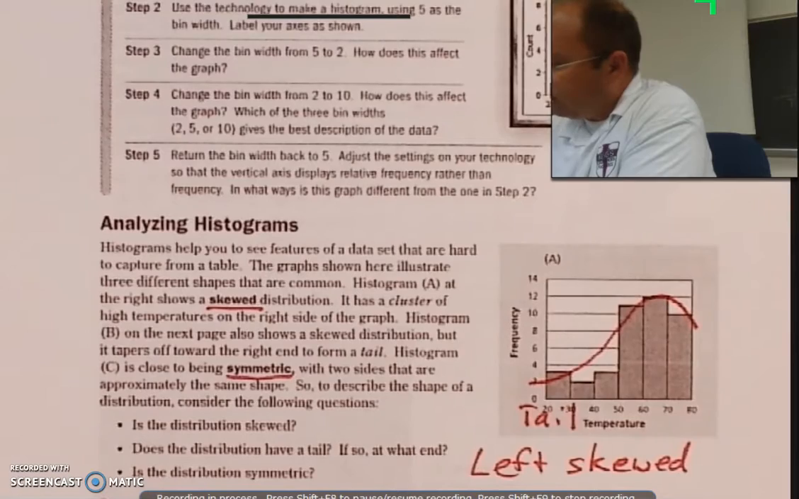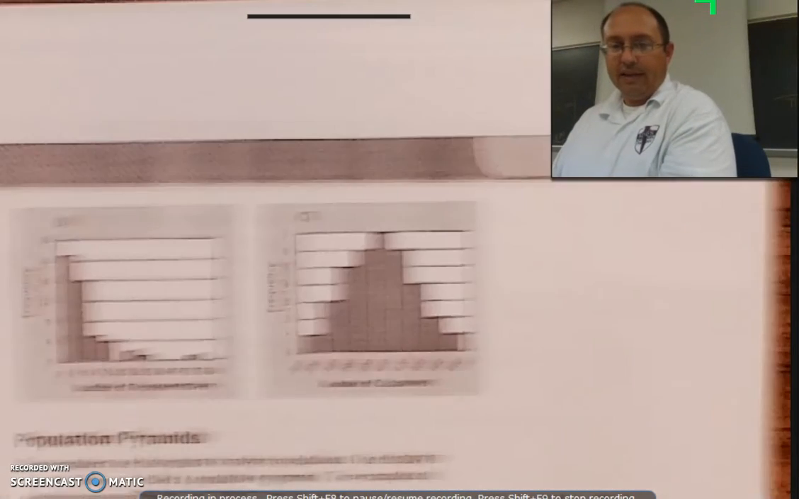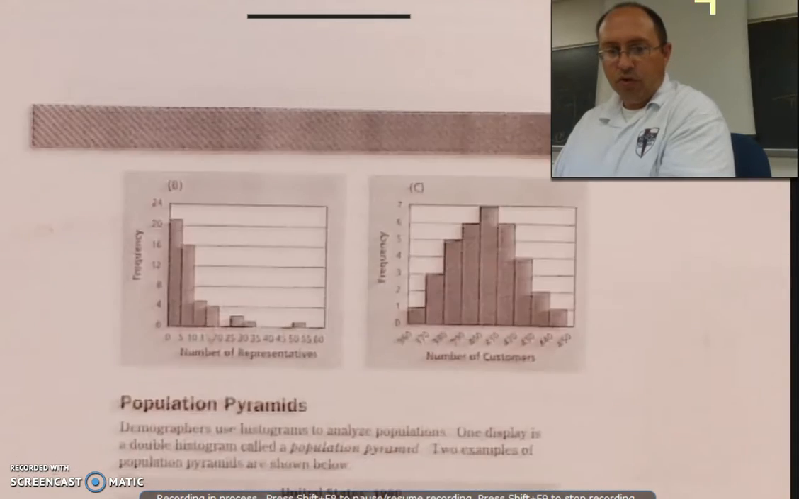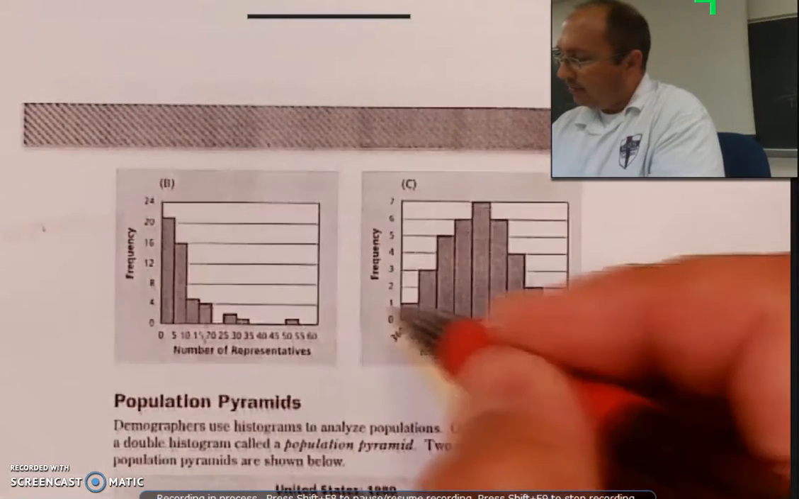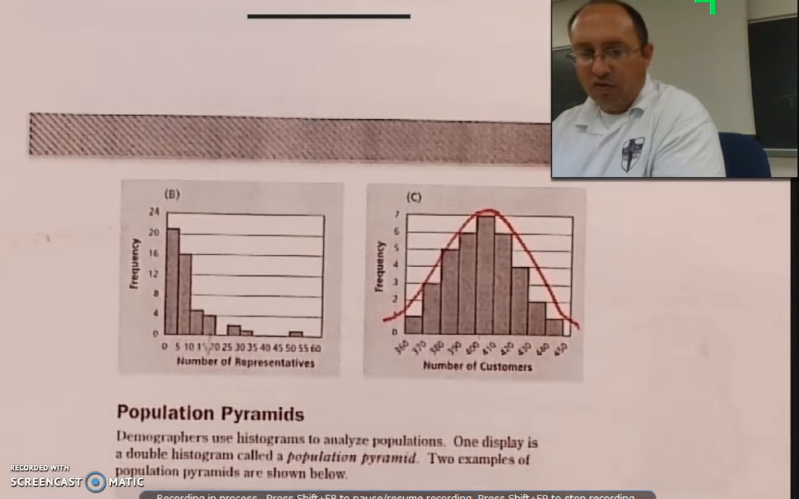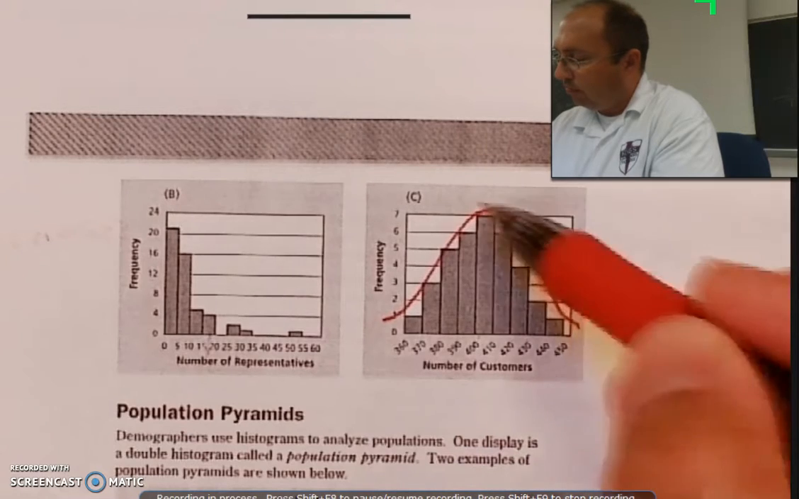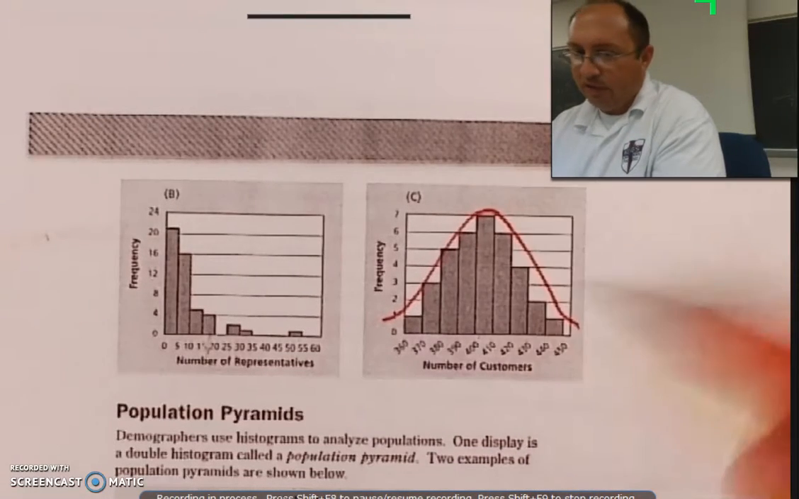Now, to be symmetric would be something like this. Okay, this is symmetric. It does not have a tail. It has a middle value. This is very symmetric. Okay, symmetric means you can cut it in half and it looks the same on both sides.